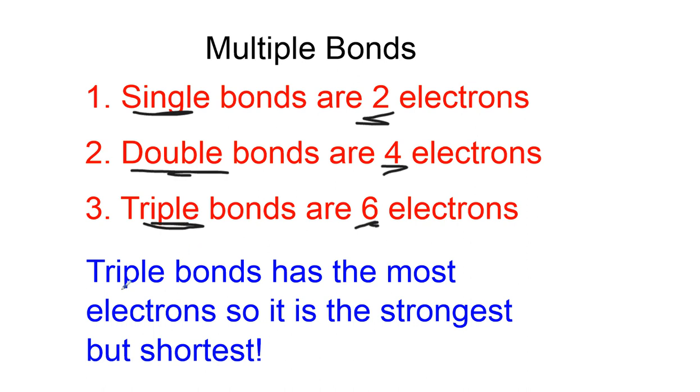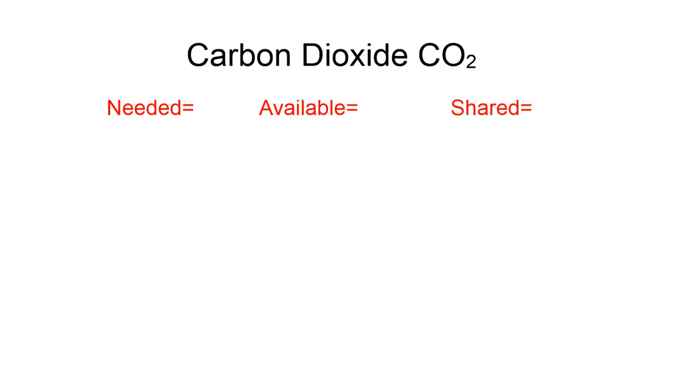So you can go as high as triple bonds. That has the most electrons, so it must be the strongest type of bond, but it's also the shortest. So the stronger the bond is between the 2 atoms, the tighter it pulls them in together, right? And it makes them short. Okay, let's see if you guys understand.